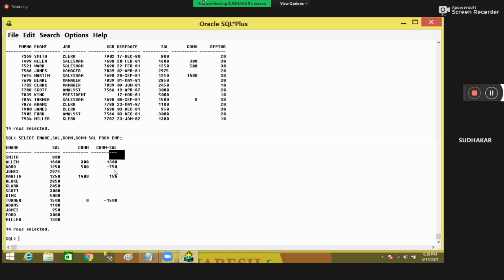But you can see here 300 minus 1600. Because my operation is commission minus salary, 300 minus 1600 shows minus 1300, right? In the same pattern, 500 minus 1250 shows minus 750. And now 1250 minus 1400, so it's 150, which is positive. The remaining are all nulls. And here 0 minus 1500 again gives a negative value. So whenever I did this operation, commission minus salary, some rows show negative values.